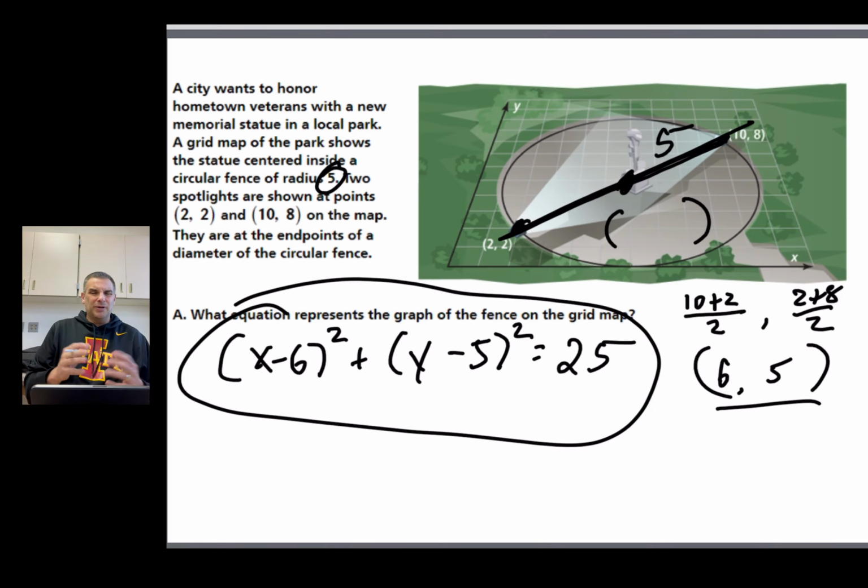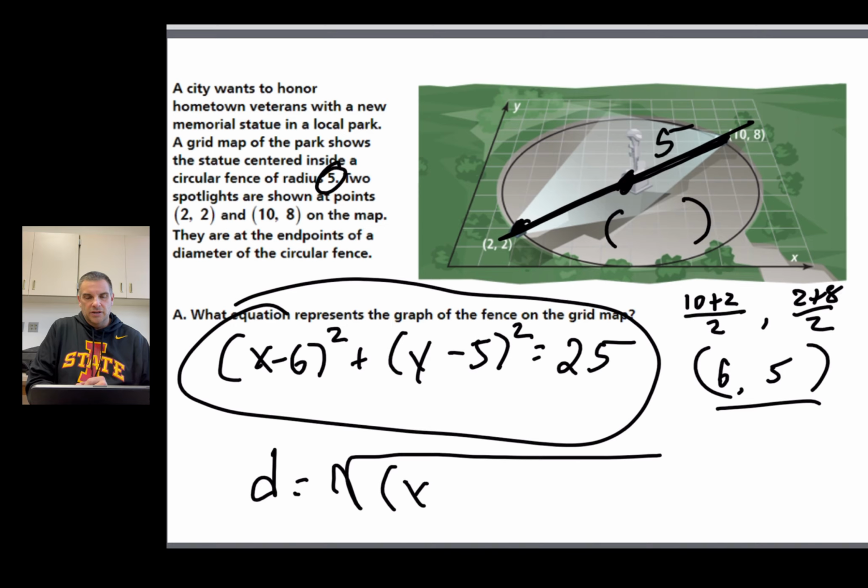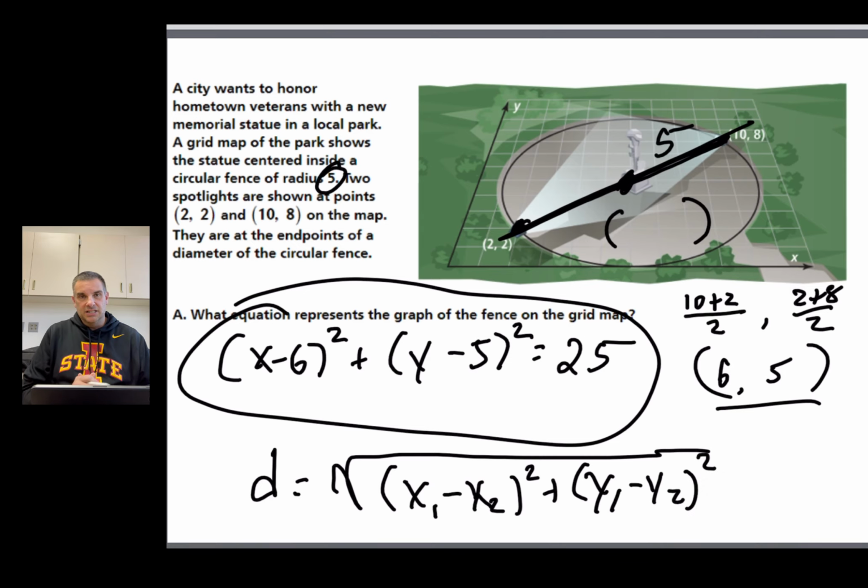So again, you've got to use the midpoint formula every once in a while. You very well may have to use the distance formula sometimes, maybe they give you the center and an endpoint on the circle. Remember, the distance formula is the square root of (x1 minus x2) squared plus (y1 minus y2) squared. You might need it to find the length of the radius. Remember, the radius is half the diameter. Okay, so there's the first part of it.